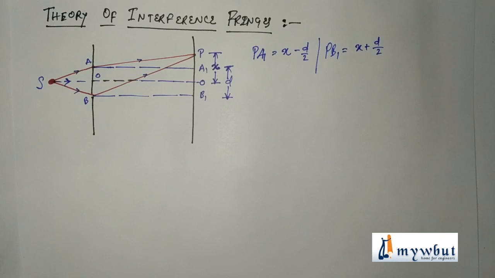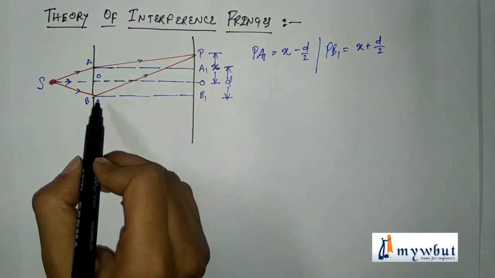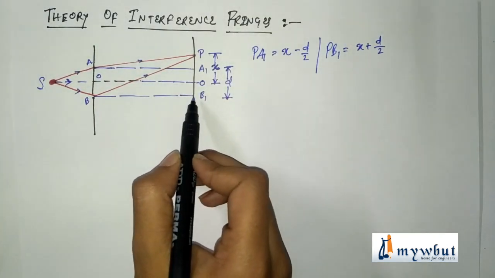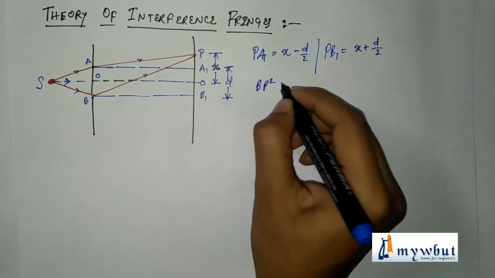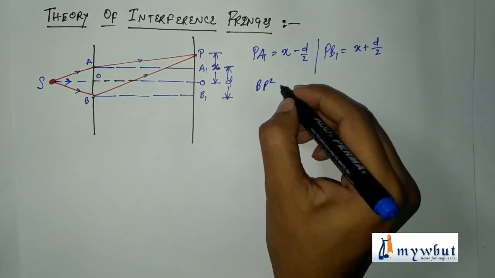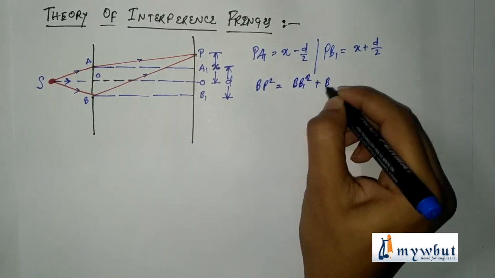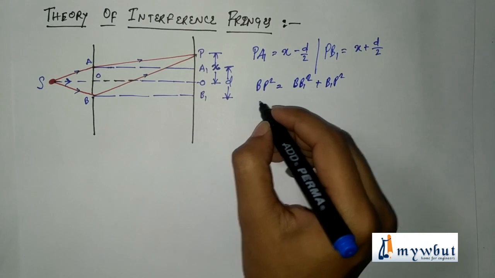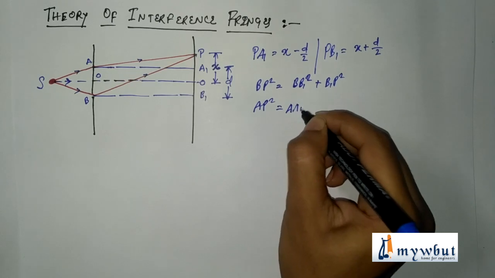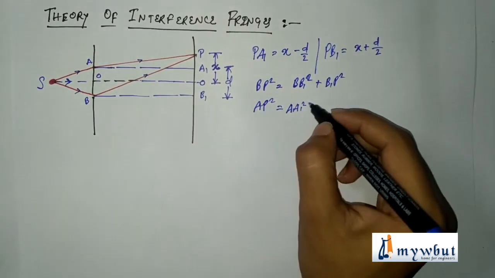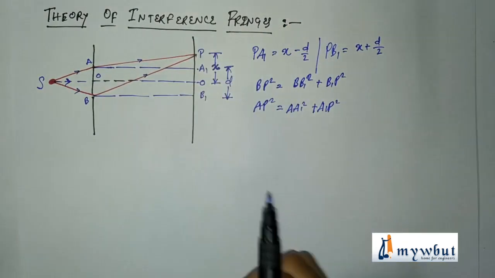Now from here we can see that BP square will be B1 square plus PB1 square. You can see this is a right angle triangle, BP square equal to B1 square plus B1P square. And also we can write AP square, similarly it will be A1 square plus A1P square, that is A1P square is this line.